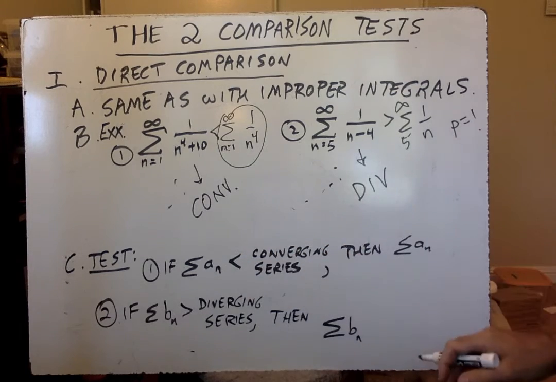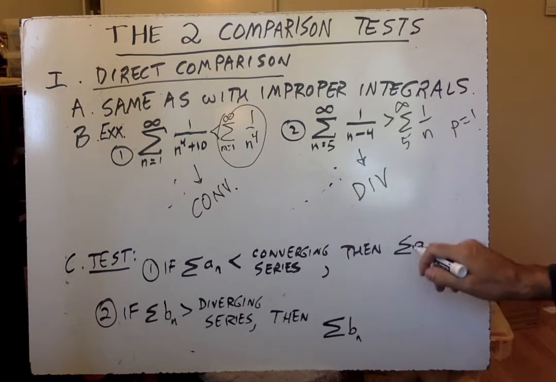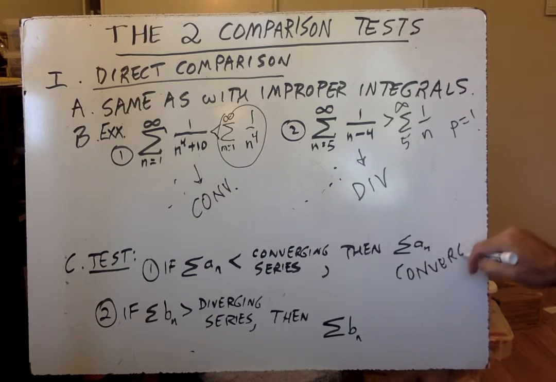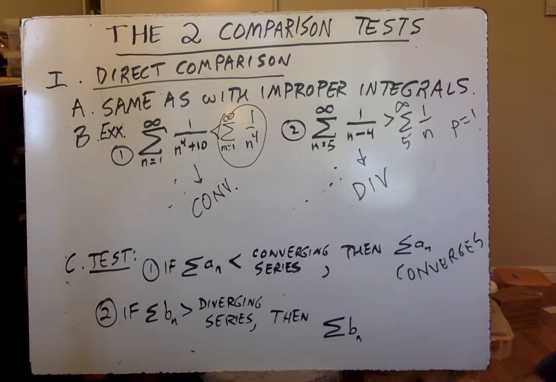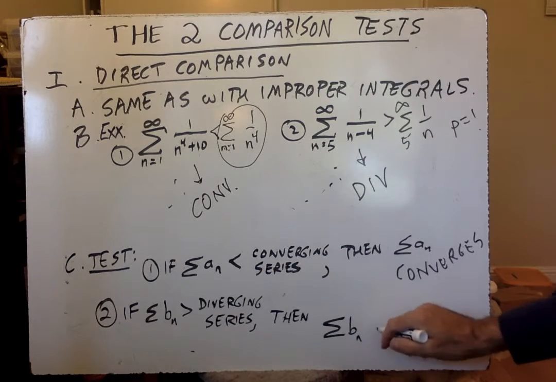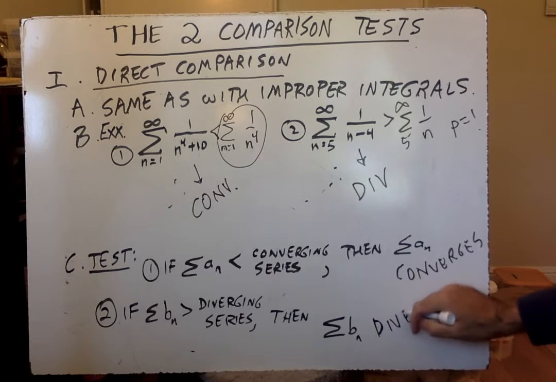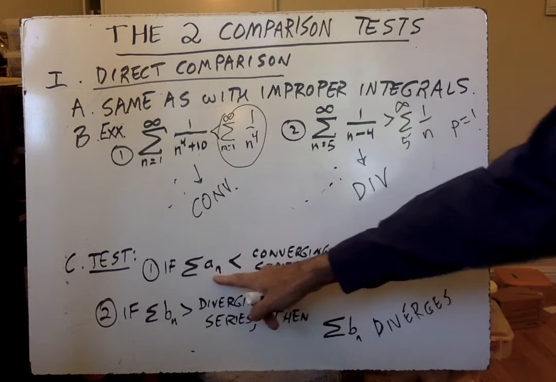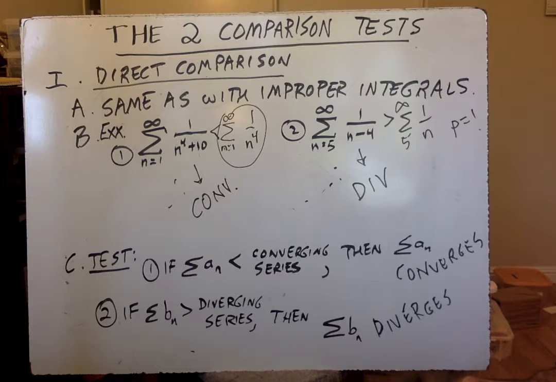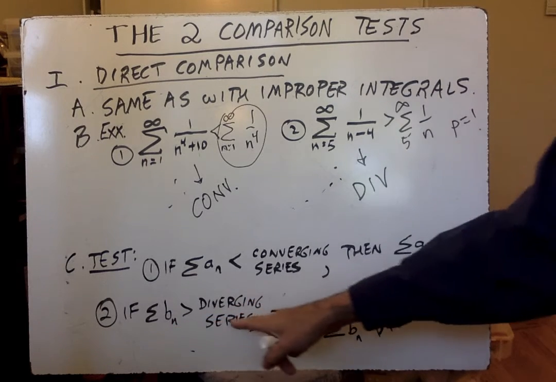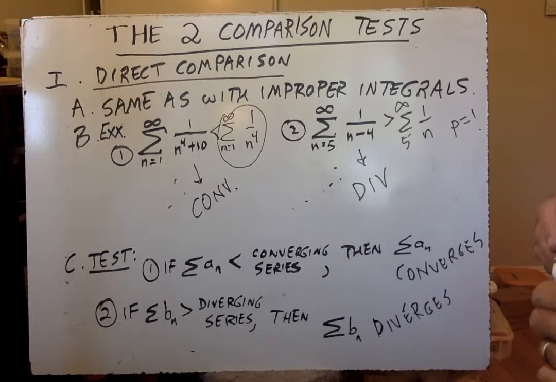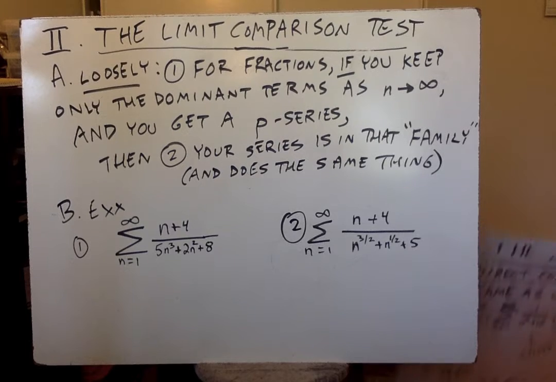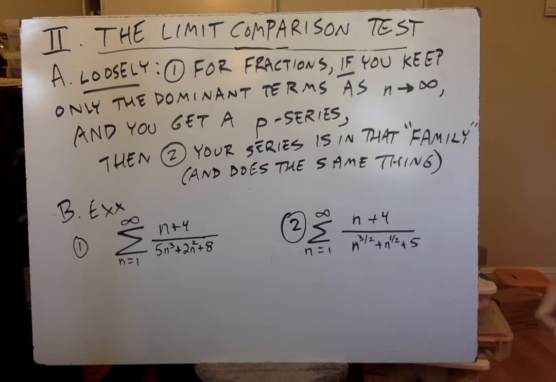Here's the rule, the test. If a series is smaller than a converging series, then that series does what? Then that original series converges. And if a series is larger than a diverging series, then that series diverges. What if it's one of the other 2 possibilities out of 4? What if a series is larger than a converging series? What does that tell you? What if a series is smaller than a diverging series? What does that tell you? And the answer is it tells you absolutely nothing.